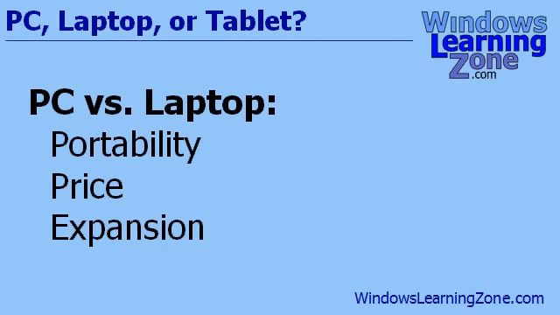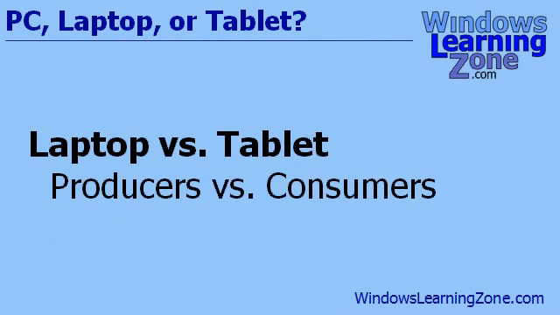I like to work in the living room or in the kitchen, and my laptop works just great. In my office, though, I've got 3 or 4 different desktop PCs because they're cheaper and they're easier to expand. Every couple months, I add something to this one, take something out of that one, and so on. So portability and price are definitely the main reason for PC versus laptop.